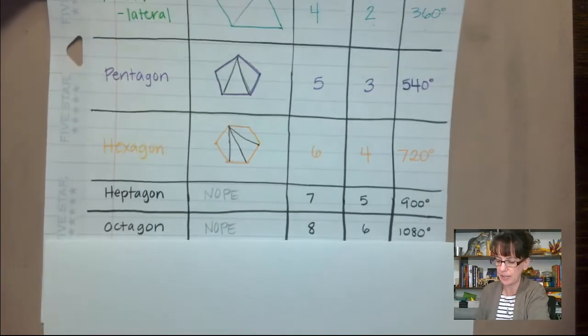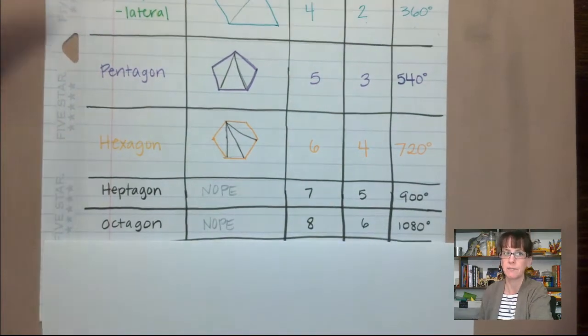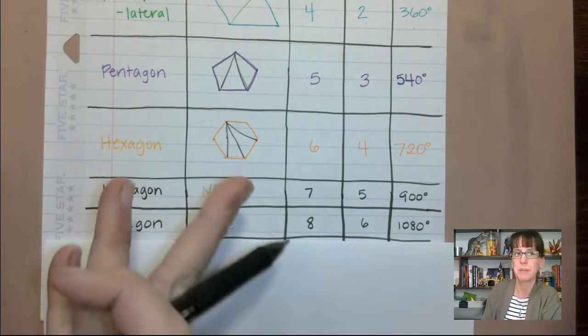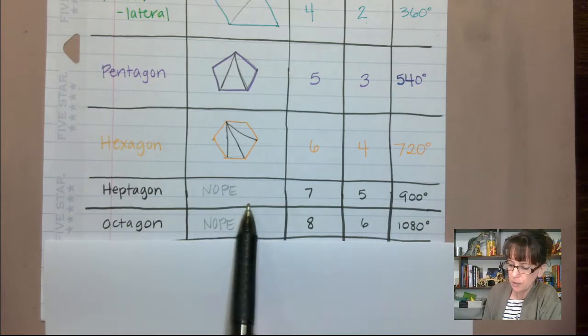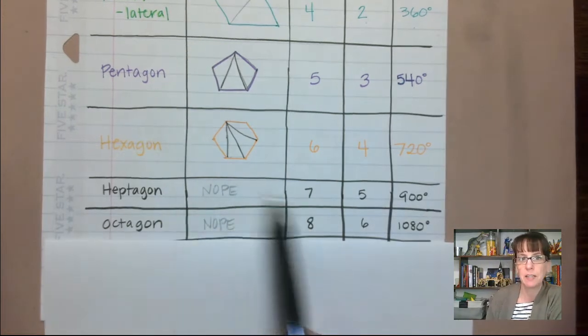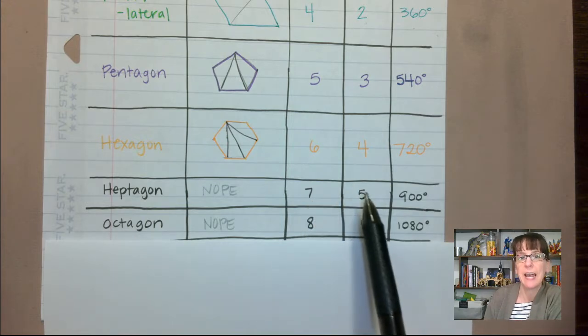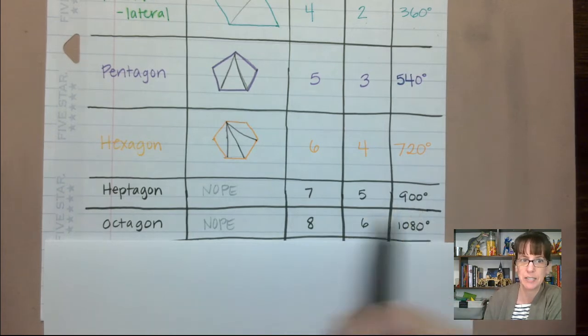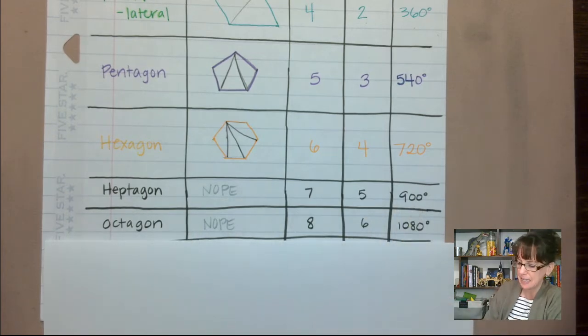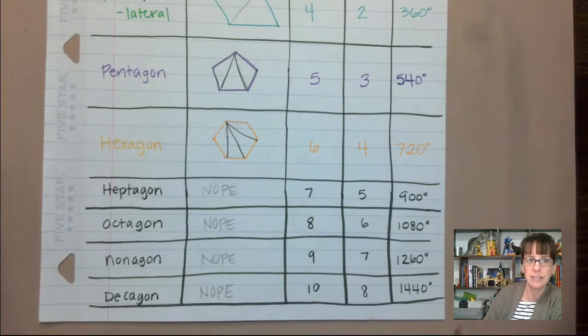All right, let's talk about our next one. Heptagon and octagon. No, I'm not drawing those. You can barely draw a hexagon. Been doing this 20 years, still can't draw it. But we do know that a heptagon has 7 sides, and if we did draw that out, we would have 5 triangles, which is 900 degrees. Octagon, 8 sides, 6 triangles, and you can see that for a nonagon, a decagon.